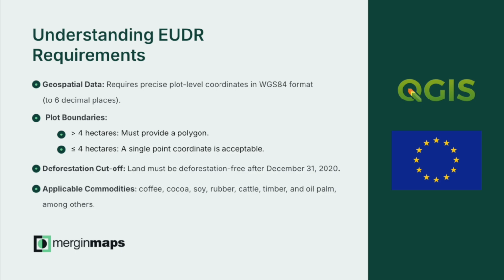First, let's understand what EUDR requires for geospatial data. The regulation demands plot-level traceability with coordinates in WGS84 format, recorded to 6 decimal places, which is roughly sub-meter accuracy. For plots larger than 4 hectares, you must provide polygon boundaries. For smaller plots, a single-point coordinate is acceptable. This workflow applies to any EUDR commodity: coffee, cocoa, soy, rubber, cattle, timber, or oil palm. And the critical date to remember is December 31st, 2020.